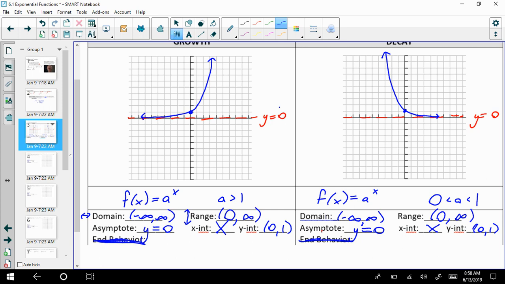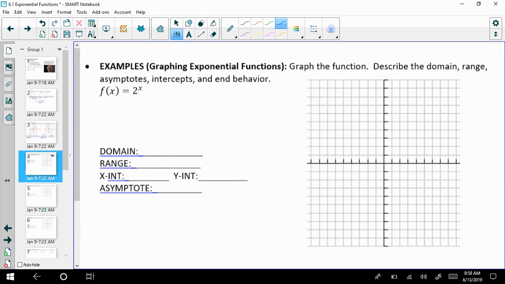So let's try some examples with numbers here. Graph the function, and then we're going to list all of these characteristics. We're not going to do the end behavior. So f of x equals 2 to the x. What I ask my students to do first is I ask them, is this going to be exponential growth or is it going to be decay?